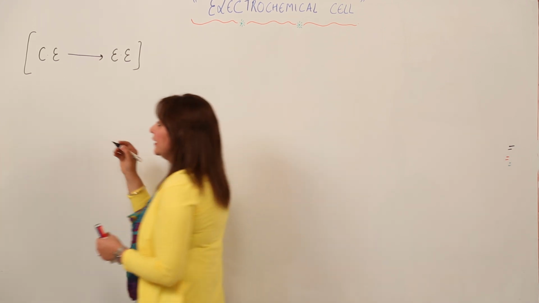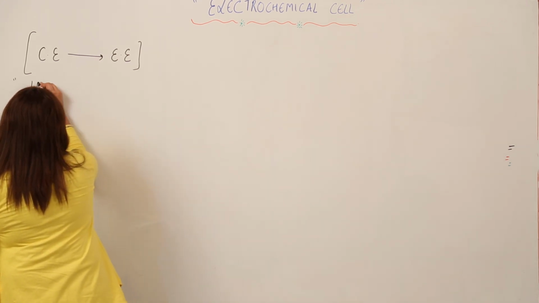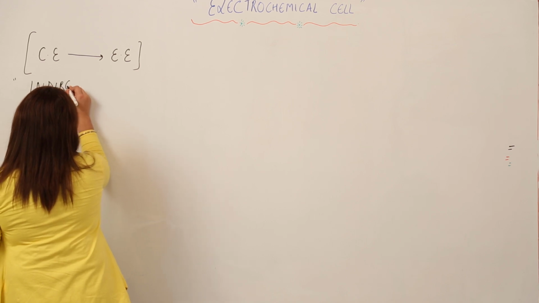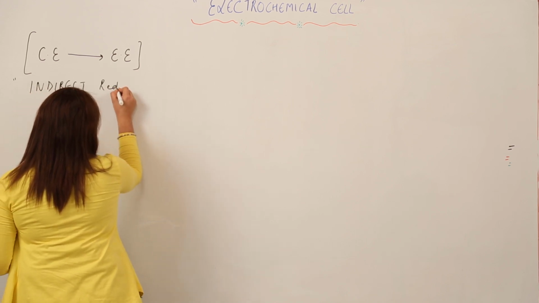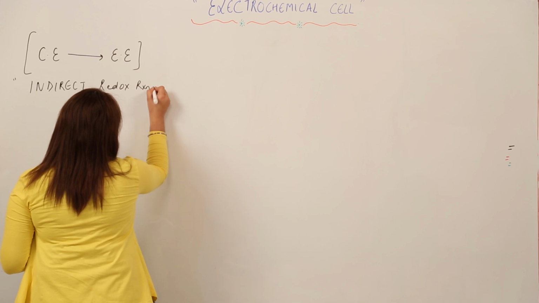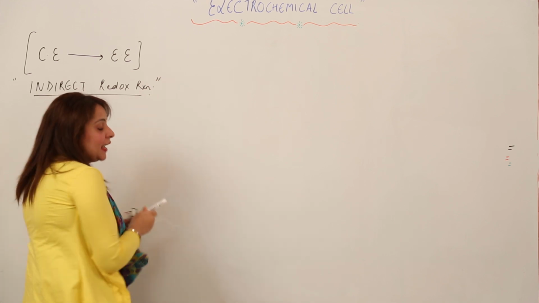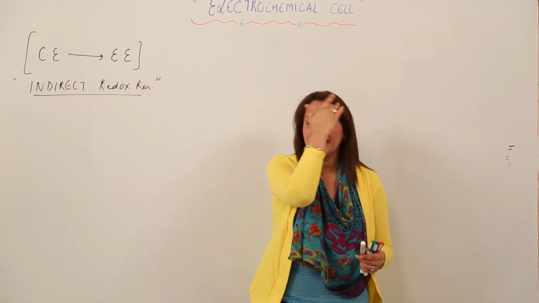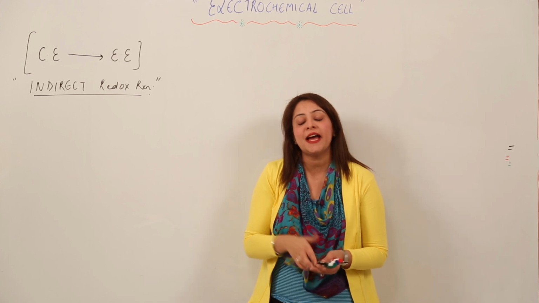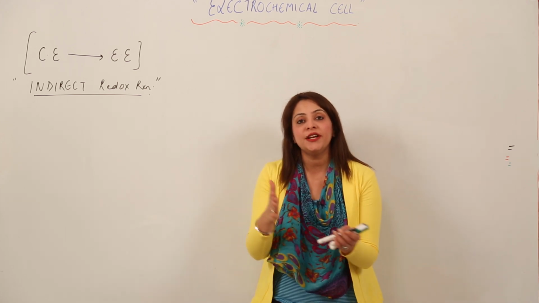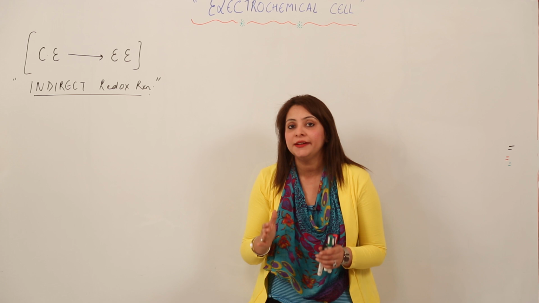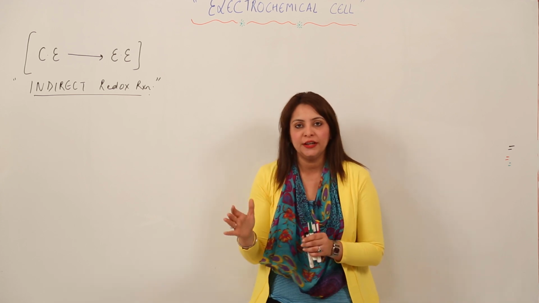The principle is that in it indirect redox reaction takes place. As you all are familiar with the redox reaction, you know that a redox reaction is a reaction in which oxidation and reduction both occur simultaneously. You know what oxidation and reduction are.